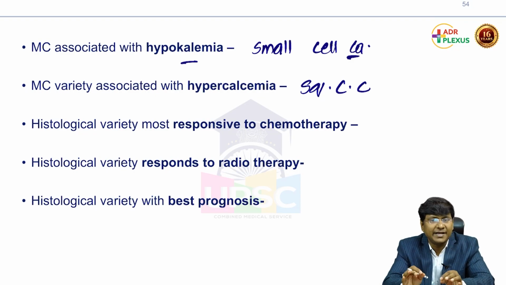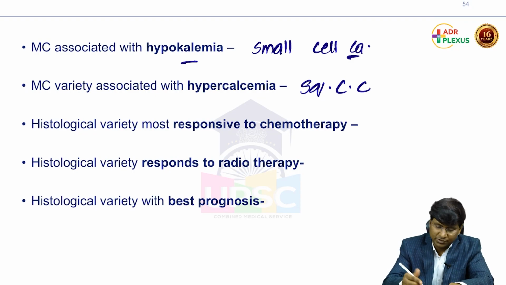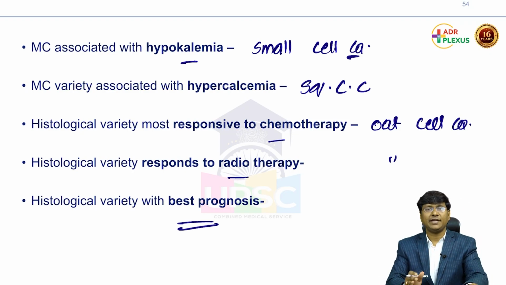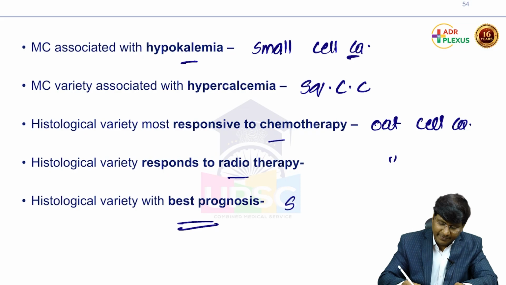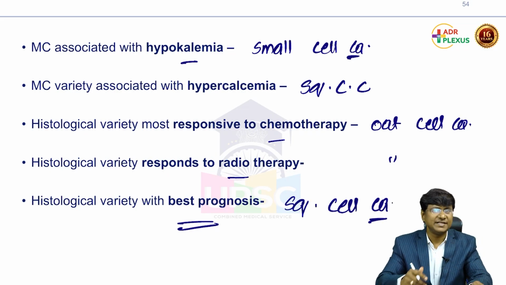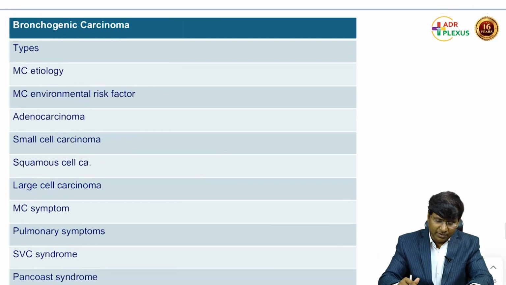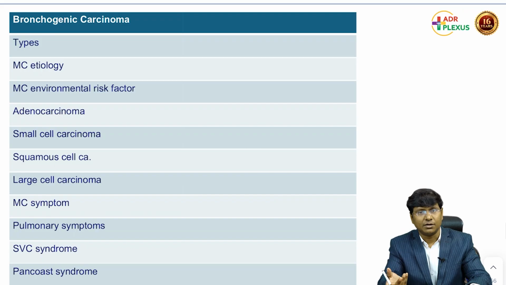And the histological variety most responsive to chemotherapy and radiotherapy will be the oat cell carcinoma, which is nothing but the small cell carcinoma. But the histological variety with the best prognosis will be squamous cell carcinoma of the lung. Right, so these are some of the important single liners related to the bronchogenic carcinoma. Now let me discuss in detail about the bronchogenic carcinoma.